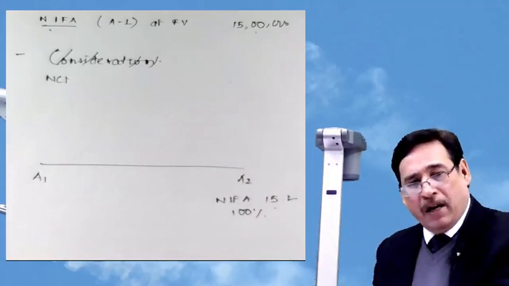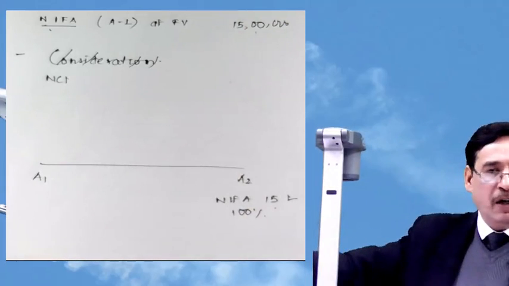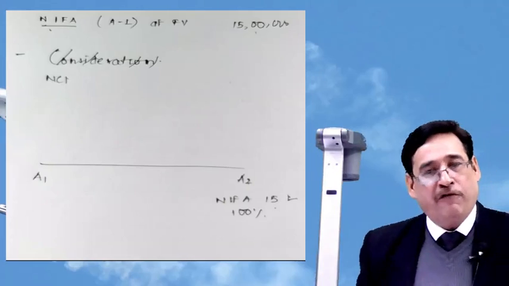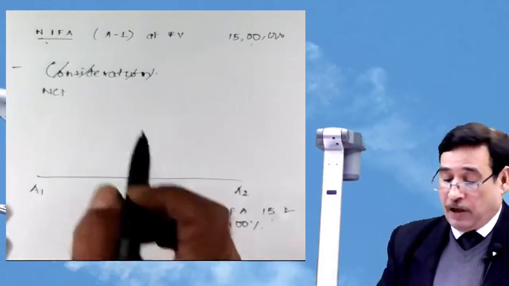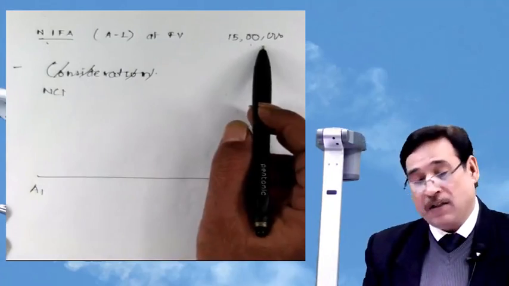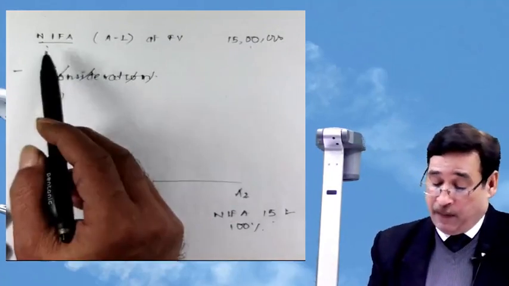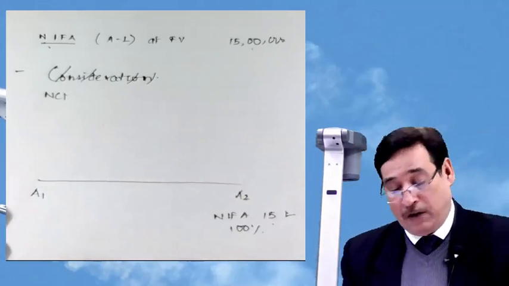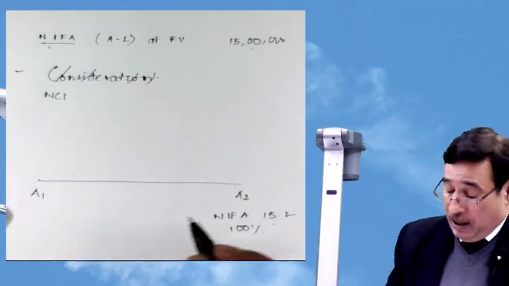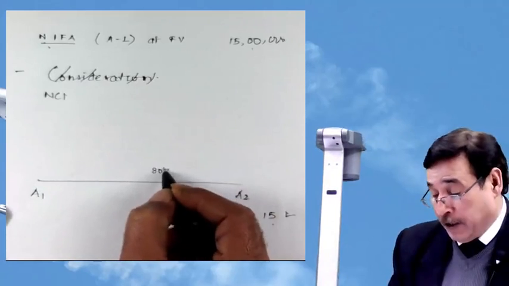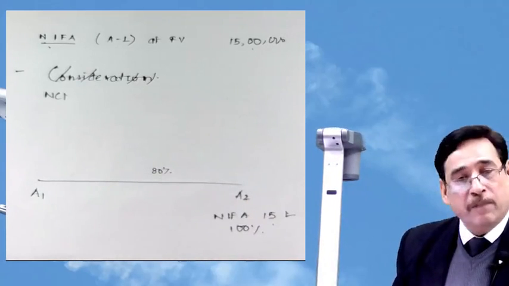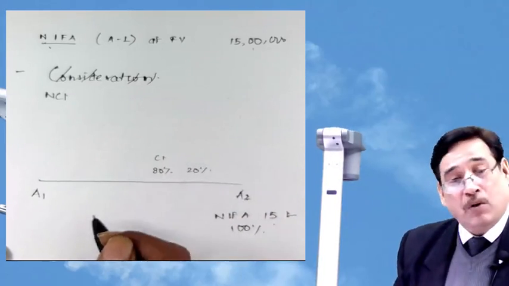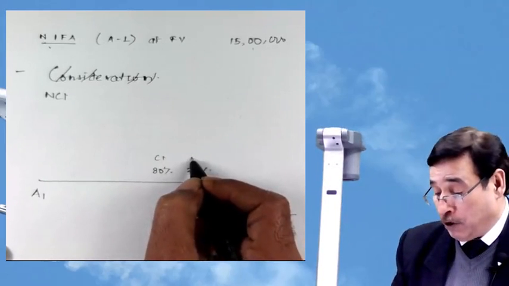Obviously now I am having control over your entity, so I will have to consolidate your assets and liabilities in my financials. So I will write net identifiable assets, of course at fair value, 15 lakh. Remember, I have written 100% of identifiable assets. Let us say I acquired only 80% stakes in your entity. That means in your entity, we are the controlling interest holder. Besides that, there are non-controlling interest holders.